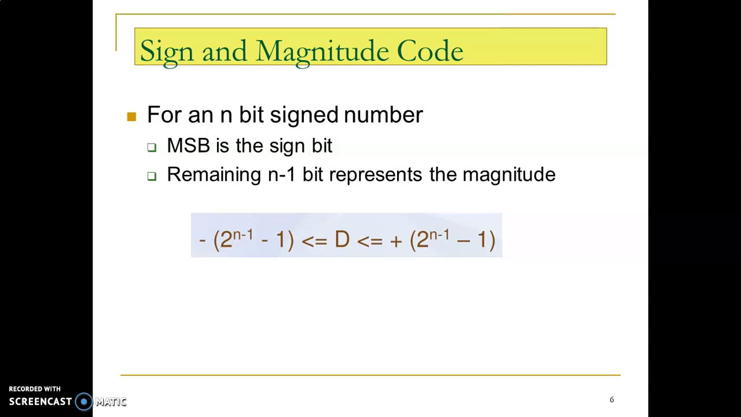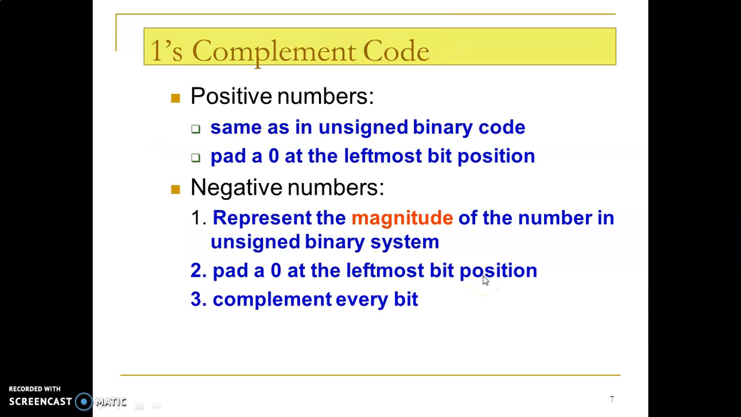Sign and magnitude form. For an n bit binary number, 1 bit is reserved for the sign bit. If the value of the sign bit is 0, then the given number will be positive, else it is a negative number. The MSB bit is used for the sign bit, and the remaining n minus 1 bits represent the magnitude. The range of decimal numbers that can be represented will be from minus 2 power n minus 1 minus 1 to plus 2 power n minus 1 minus 1.